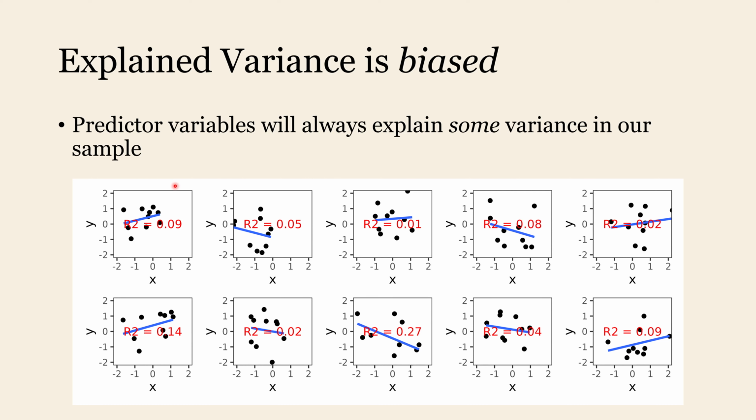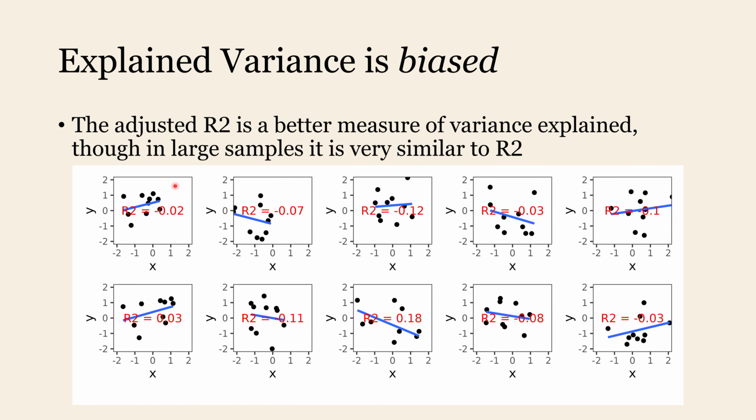One way we can get around this is by fitting our regression model in one dataset and testing to see how well it explains variance in another dataset. This approach is called cross-validation. Another way we can adjust for this bias is using a kind of fancy formula, which is called the adjusted R² measure. The adjusted R² is a better measure of variance explained, although in large samples it is very similar to R². On this slide we have some simulated data, but instead of reporting the R², I've reported the adjusted R² in each sample.